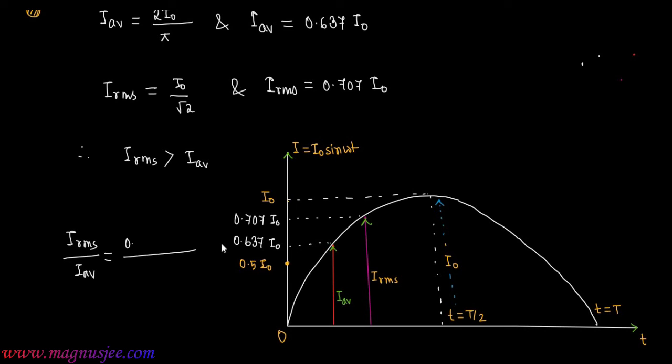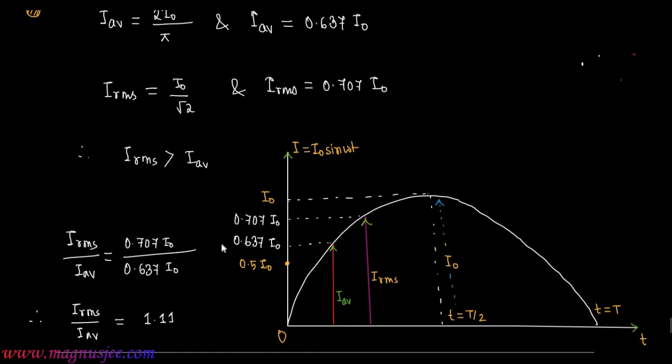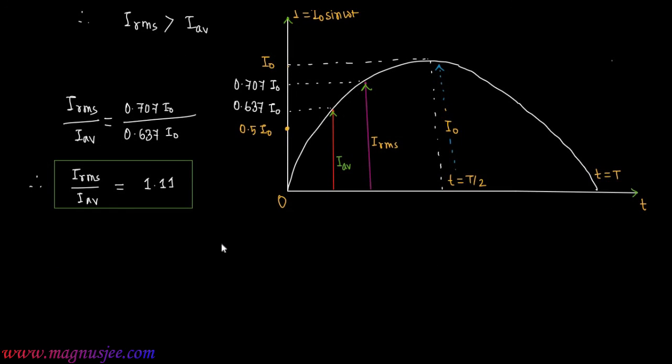Therefore, I_RMS divided by I_AV equals 0.707 times I₀ divided by 0.637 times I₀. Therefore, I_RMS divided by I_AV equals 1.11, and that is known as the form factor of alternating current, which has a value of 1.11.